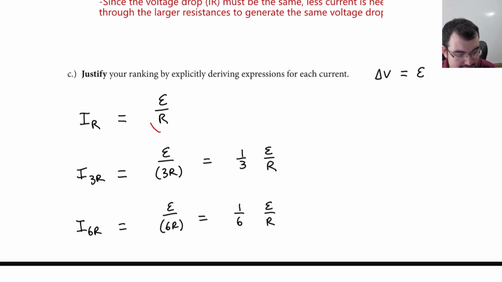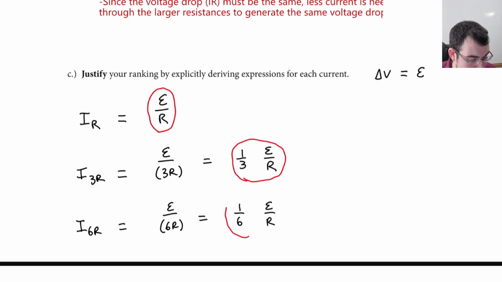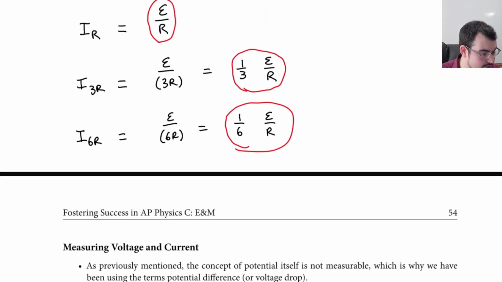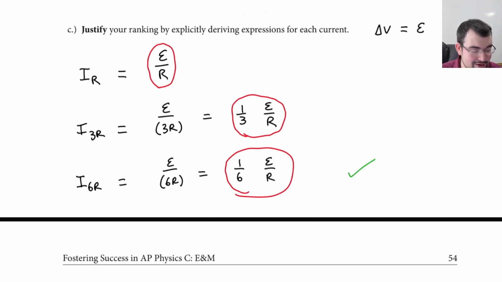So we see that the fast lane has the highest current, the medium lane has an intermediate current, and the slow lane has the lowest current. As expected. Almost didn't say that. We have to say our as expected.